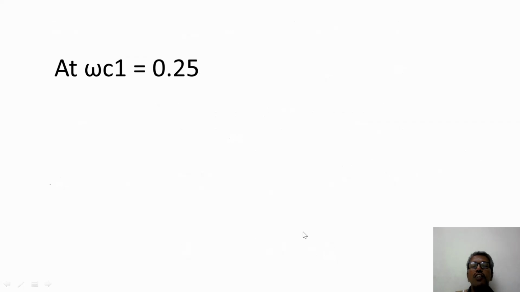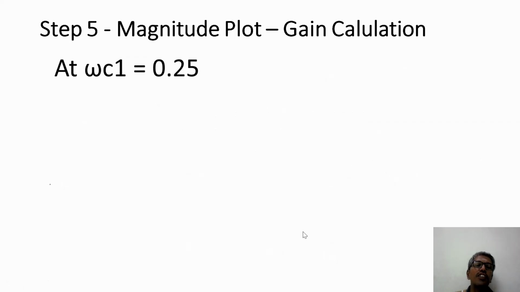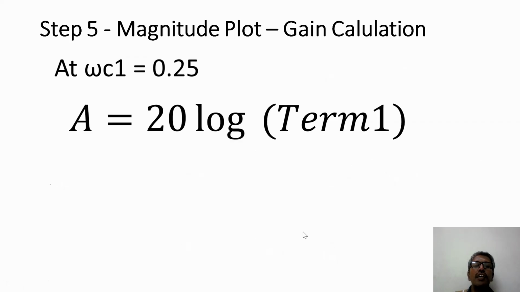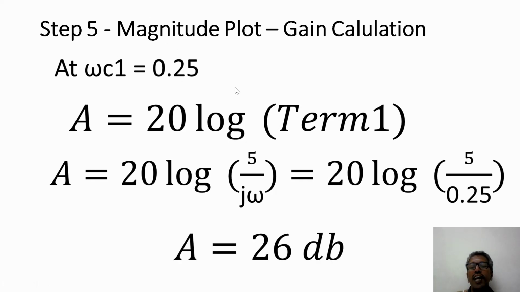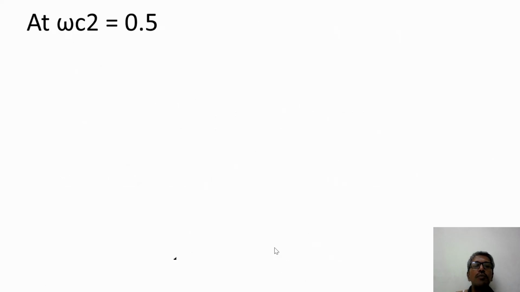So similarly, you have to find the next corner frequency omega 0.2, that is also 20 log term 1. So term 1 again is 5 divided by j omega. So 5 divided by, here the omega equal to 0.25. So now the value will be 26 dB. Similarly, for the second corner frequency, the formula will change.